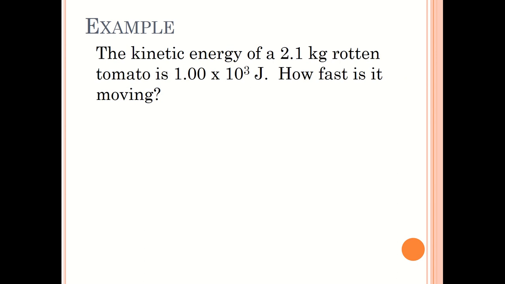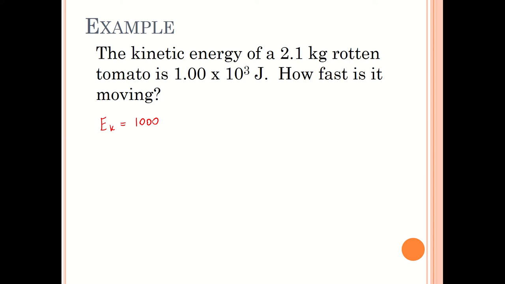Now here's another example. It says the kinetic energy of a 2.1 kilogram rotten tomato is 1 times 10 to the third joules, so basically 1,000 joules. How fast is it moving? So let's say someone threw it. In this case, what you're given is the energy, right? So you have the kinetic energy, which is 1,000 joules.